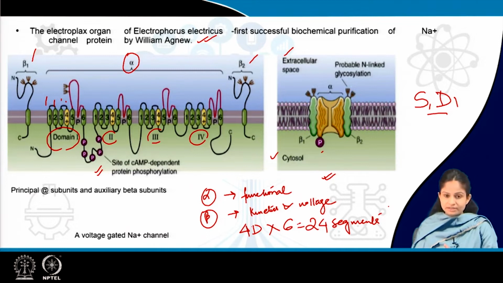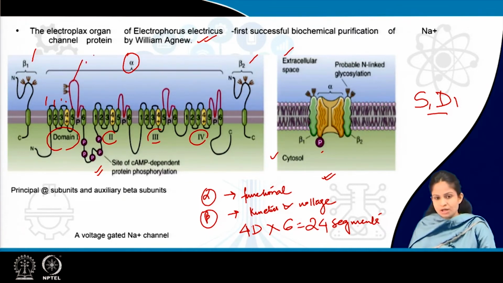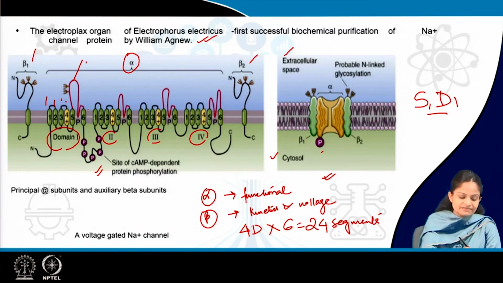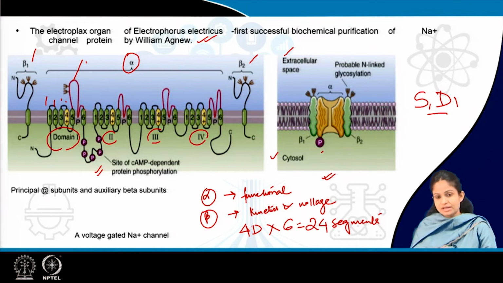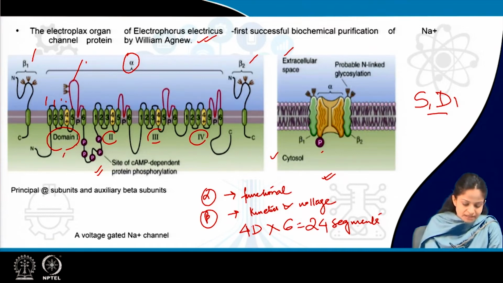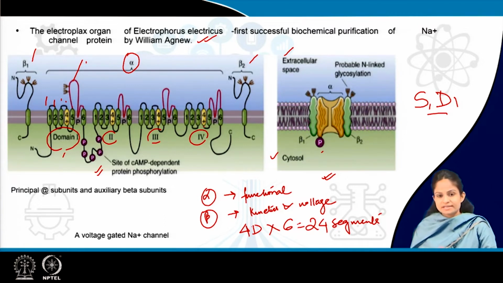Now, the second important thing: between S5 and S6, you can see this, is known as the P loop or the selectivity filter, or we can also call it the pore. So between S5 and S6 we have the selectivity filter, the transmembrane pore. And in all the domains, domain 1, 2, 3 and 4, we can see the S4 segment, yellow in color, bearing a positive charge. This is nothing but the voltage sensor.